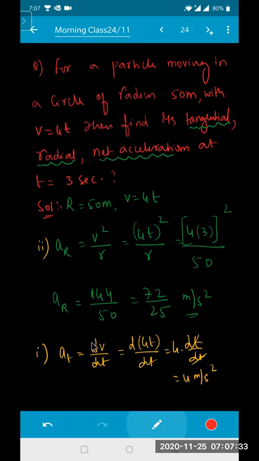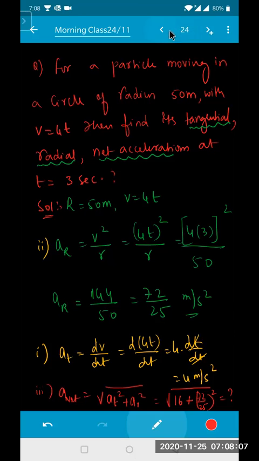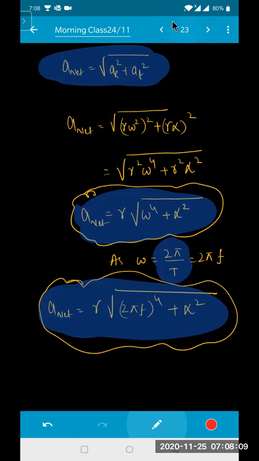And the last one is the third one. You do the calculation of this one, I'm just leaving it for you. A net is equal to under root of a tangential square plus a radial square. Under root of tangential, 4 square, that is 16, plus 72 divided by 25 whole square. You get a big term. You can do that calculation later and just see the method I have done. Is it clear? So I hope you got the idea how to do such types of problems in the accelerations part.